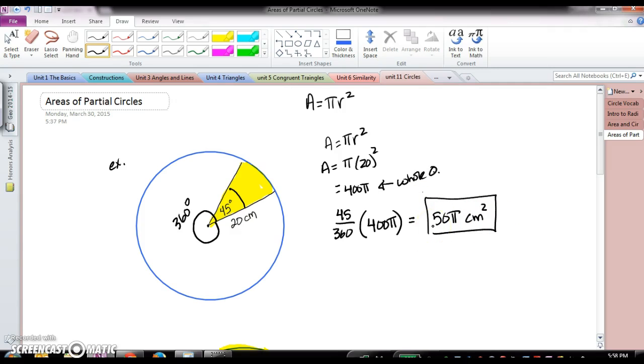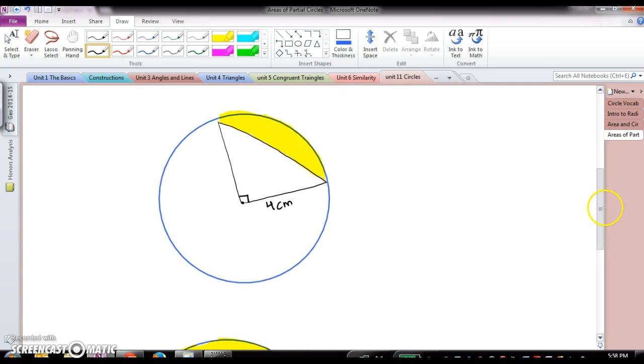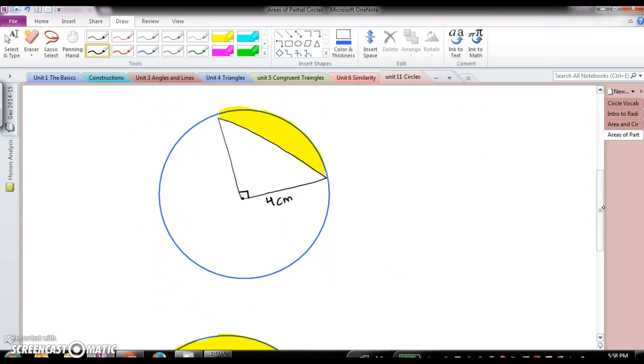Okay? So again, the general idea here was find the area of the whole circle and multiply that by the fraction represented in yellow, the fraction that is shaded. Okay? Well, the problems can get a tiny bit more difficult, like this one, this next example. Again, I only want the area of the shaded region.